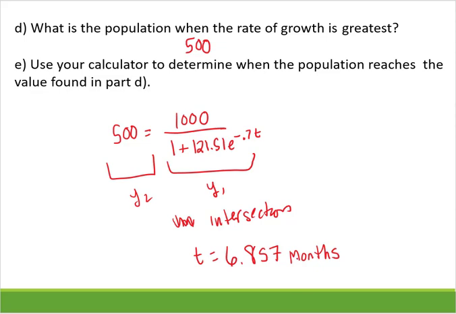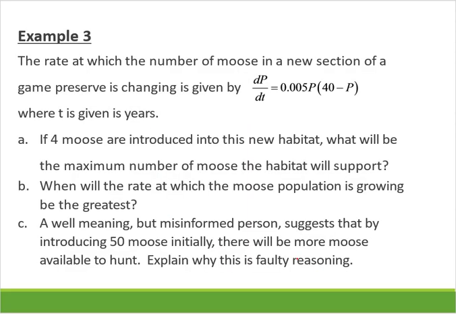Okay, the last problem, I should say. The rate at which the number of moose in a section of a game preserve grows is given by that function, where t is in years. And let's use this equation now, because I want you guys to have an example where you're using this equation. So if 4 moose are introduced into the new habitat, what will be the maximum number of moose the habitat will support? So what's the carrying capacity? In this equation, the carrying capacity is found right there. So 40 is my carrying capacity.